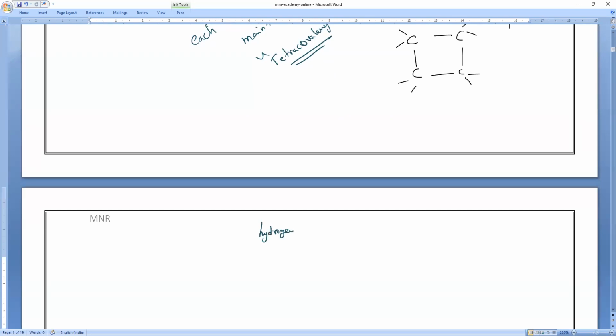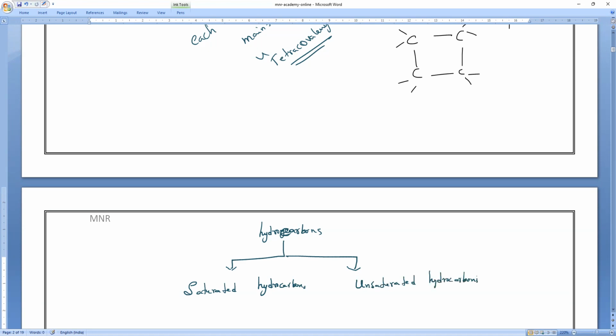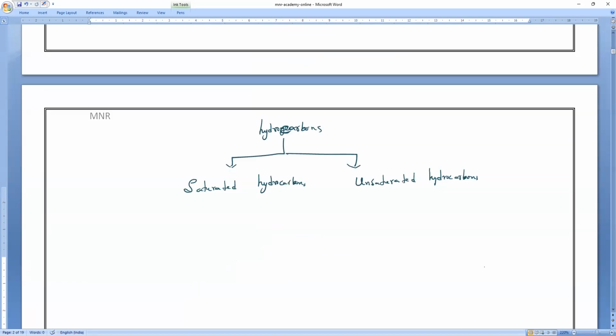Now these hydrocarbons are classified into 2 groups. Write it, everybody. Hydrocarbons are classified into 2 types. One is saturated hydrocarbons, and another one is unsaturated hydrocarbons. Clear, everybody?